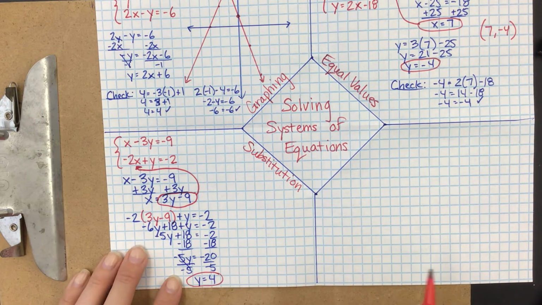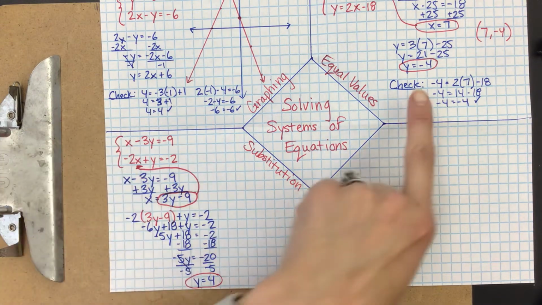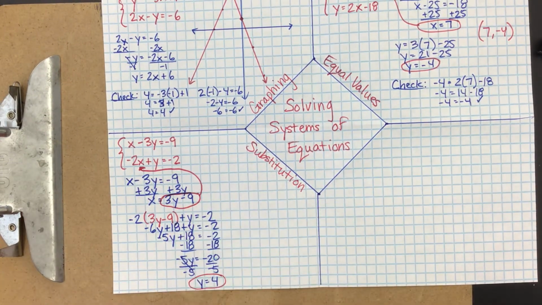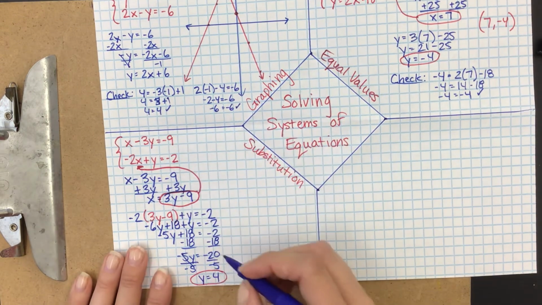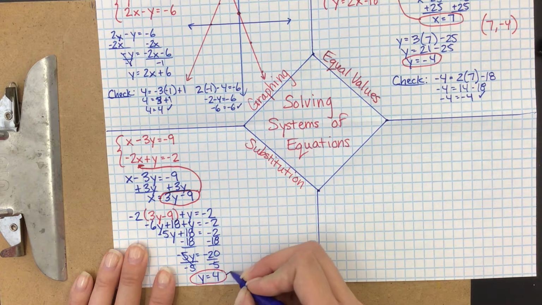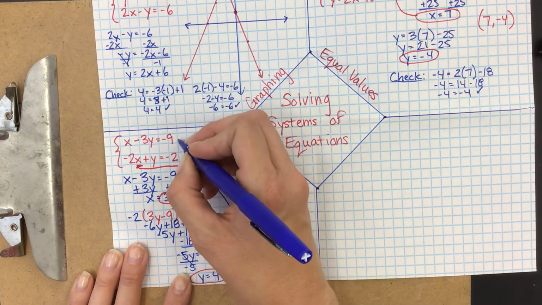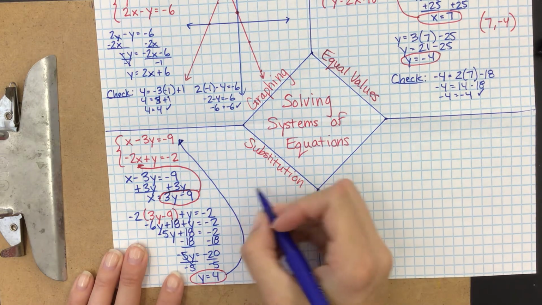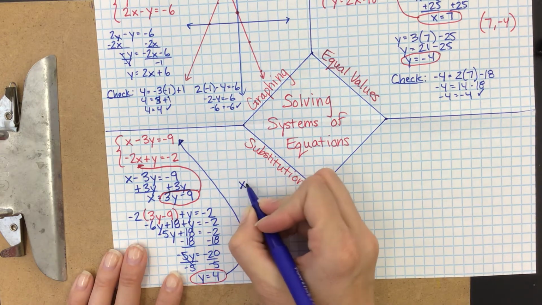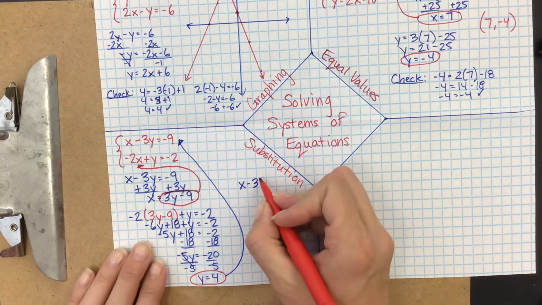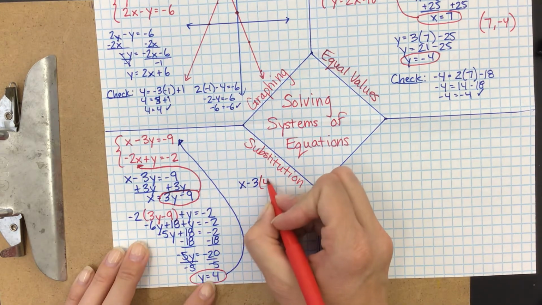Here's my first piece of information. Now, like over here when we did the equal values method, we don't want to plug it back into this, we want to just pick one of the equations to plug it in for. I'm going to go ahead and do that one. So that means I'm going to have x minus 3. Instead of y, I'm going to do 4 here.